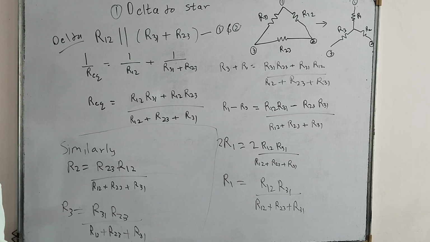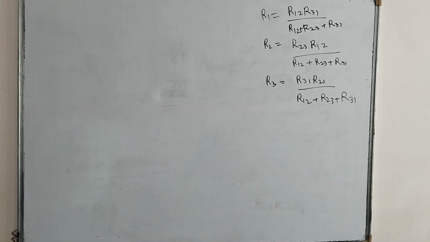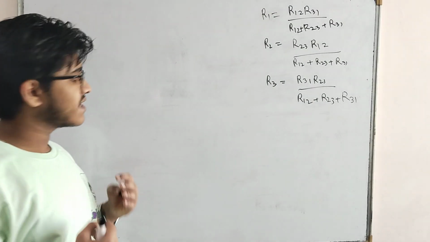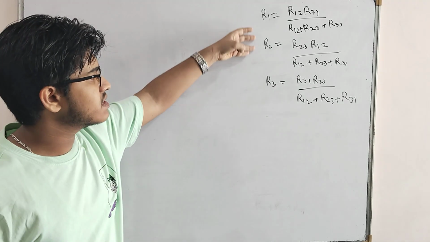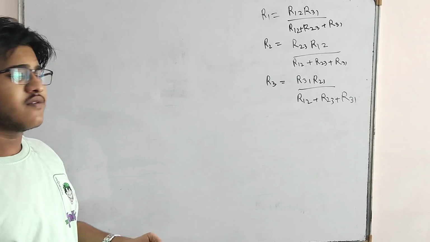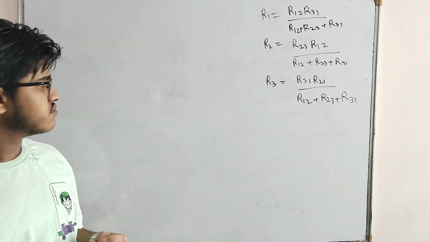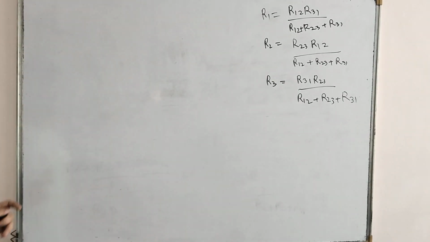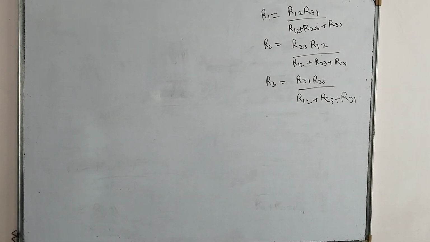Now next we will go on to the star to delta transformation. So now let us move on to our star to delta transformation. In the previous derivation we had calculated this as our final conclusion. Now we will use only these formulas to derive how to convert a star to delta transformation. Okay, so let us move on.